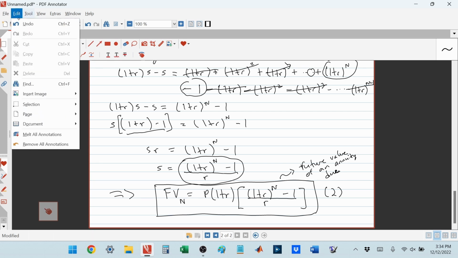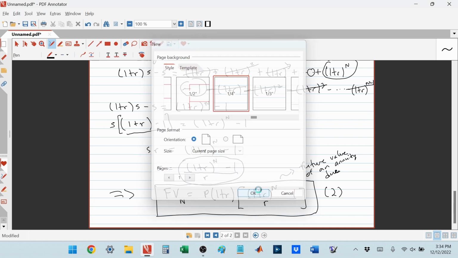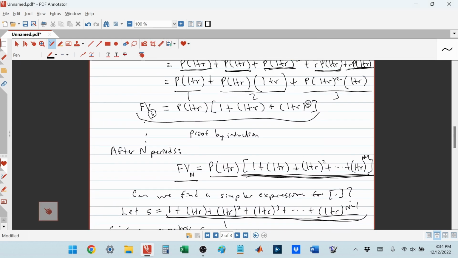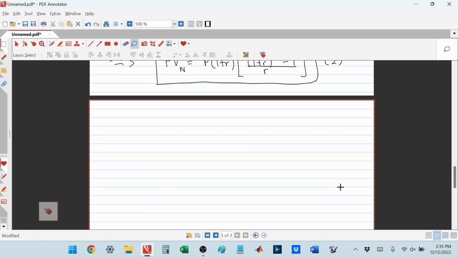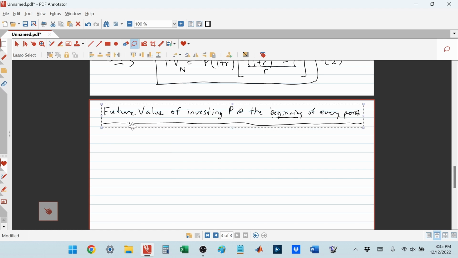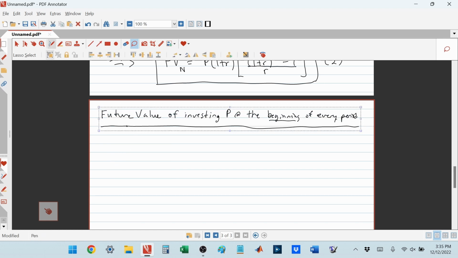All right, and in the third equation, well, we want to do the same thing we did here. We want the future value of investing P repeatedly, but instead of at the beginning of every period, we're going to say at the end of every period. So I'm going to copy and paste this. What is the future value of an account where we invest P at the end of every period into the account? Not the beginning, but at the end.